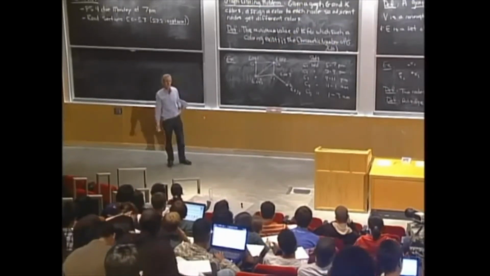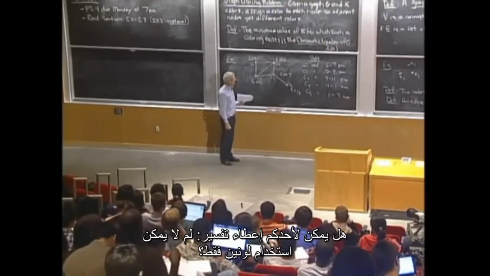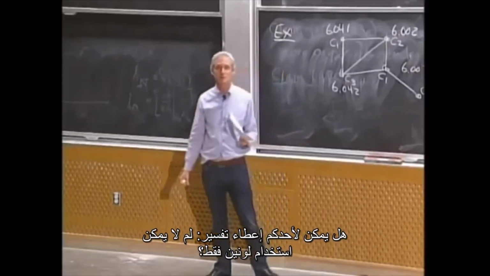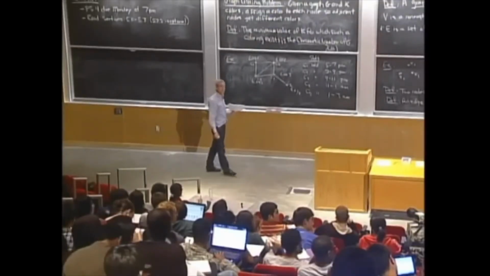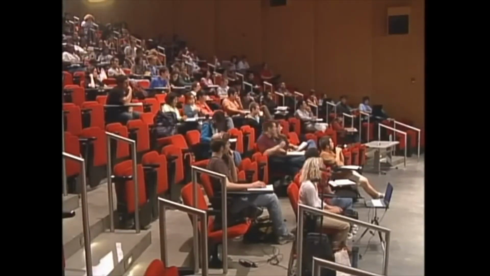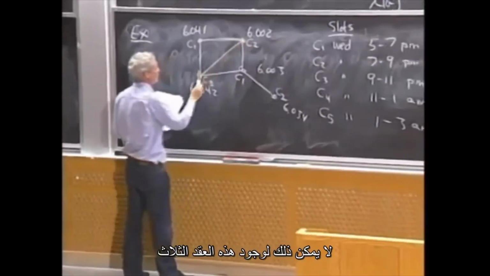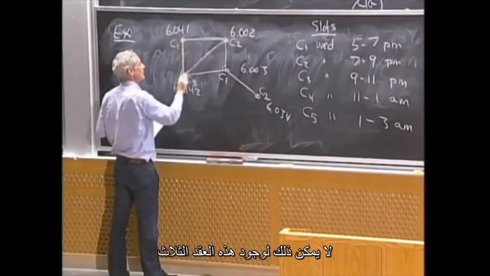All right. Can anybody offer a reason why 2 colors may not be possible? Yeah? Because let's say you could do it with 2 colors. 6041 and 6002 have to be different colors. Yes. You'd say C1 and C2. 6042 can't be C1 and it can't be C2. Yeah. Good.